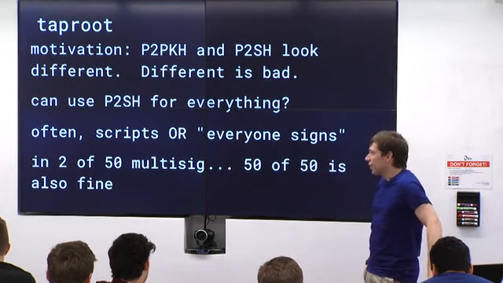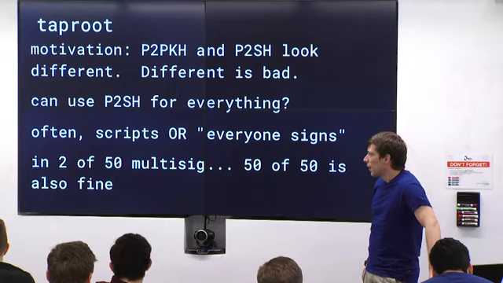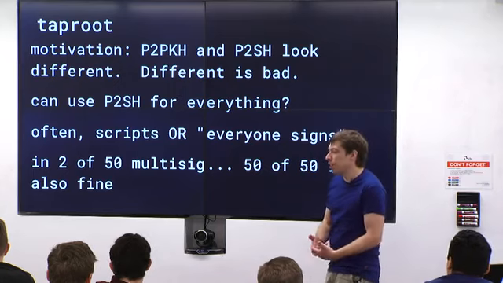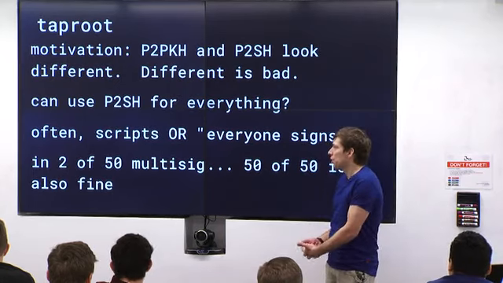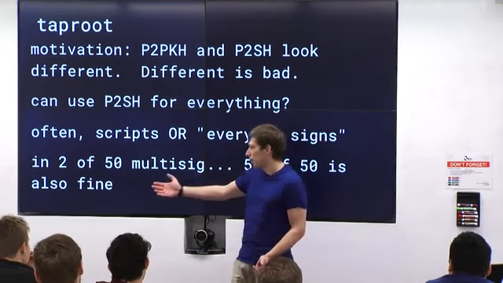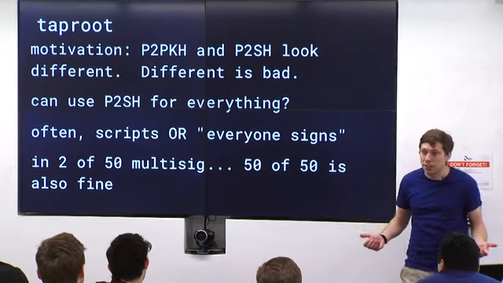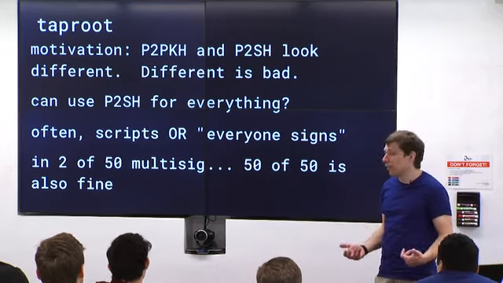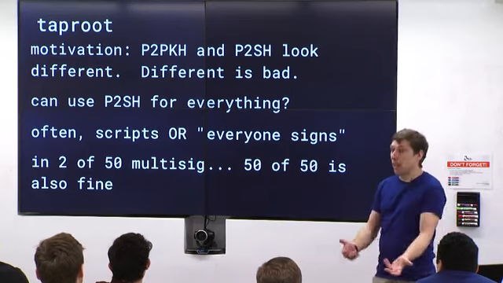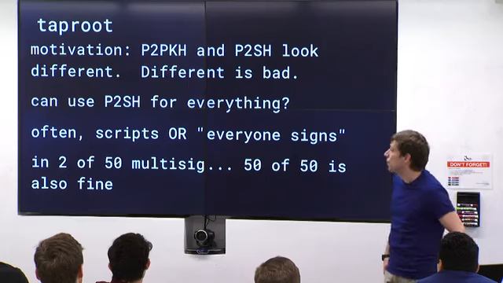The other observation is that in most cases, you have these sort of scripts, and there's a hidden option, which is or everyone signs. So in the case of like 2 of 50 multisig, well, if all 50 people sign, that's okay, right? That's no worse. So if it's 25 of 50 multisig, if all 50 people happen to sign, sure, there's no loss of security there.